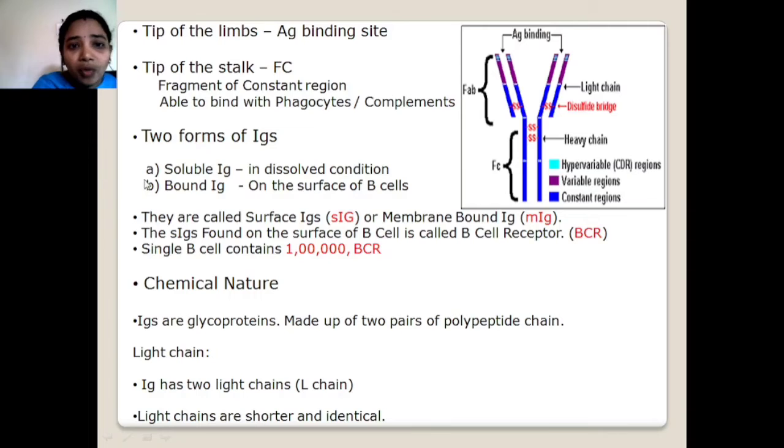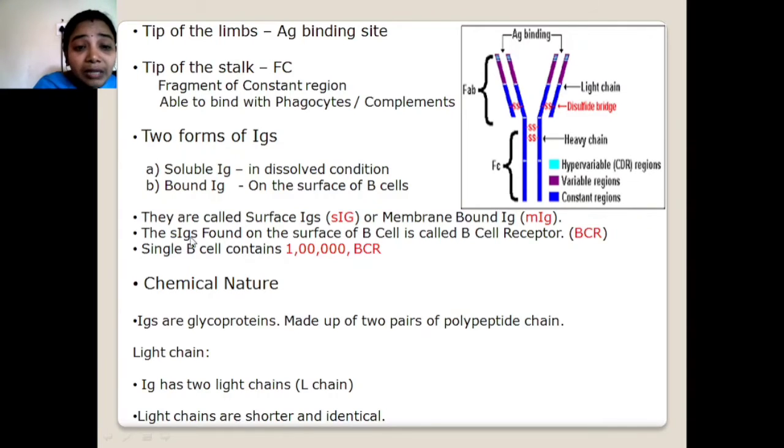Then there are two forms of immunoglobulin. The first one is soluble immunoglobulin and the other is bound immunoglobulin. Soluble immunoglobulin is always found in dissolved condition, and bound immunoglobulin is always bound on the surface of B cells. Bound immunoglobulins are otherwise known as surface immunoglobulin because they are present on the surface of B cells, or membrane bound immunoglobulin. S indicates surface, M indicates membrane bound.